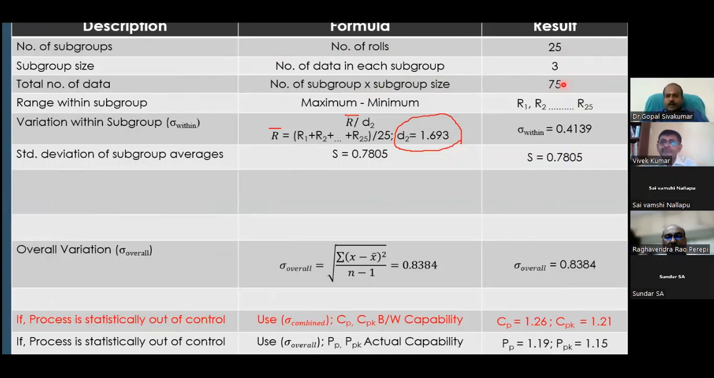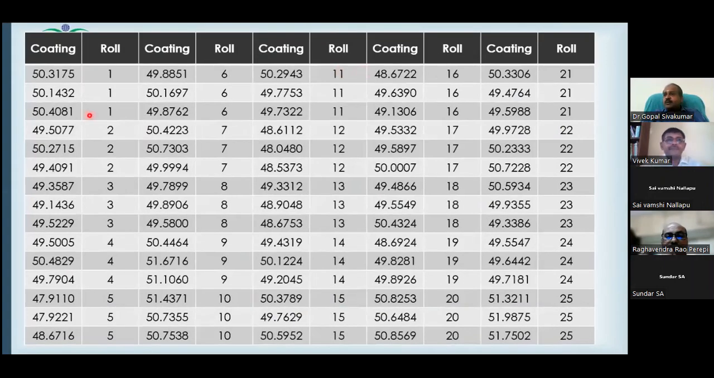Now, within the subgroup, you will see some variation. Possible or not? Let me show you. Subgroup number 1. Are you seeing some variation? This is called within batch variation. If the within batch variation is minimum, what does it mean? All the products you produced from roll number 1 are more or less the same. The variation is very minor. That is the purpose of monitoring within batch variation.